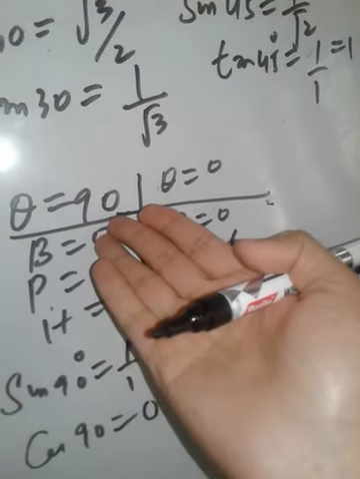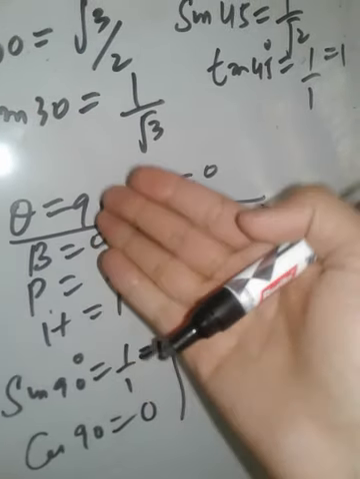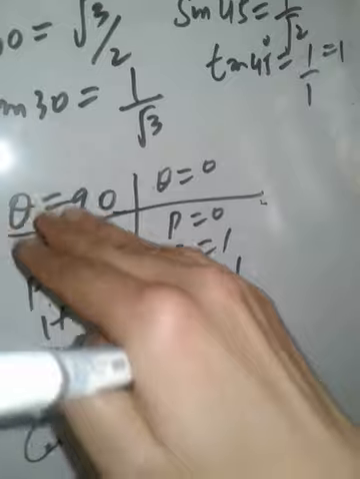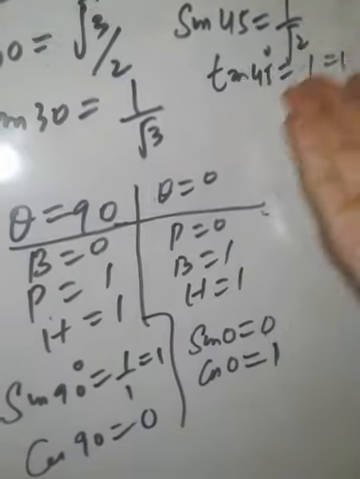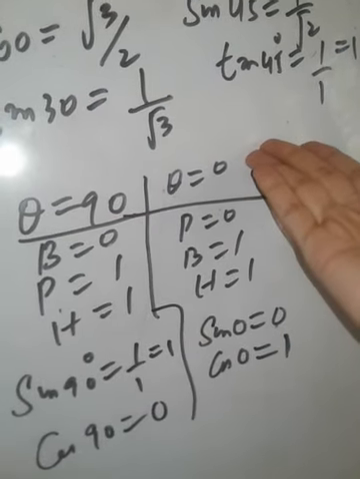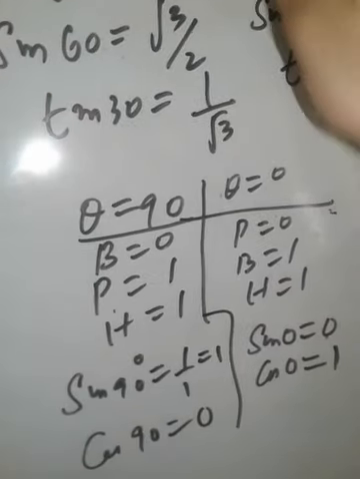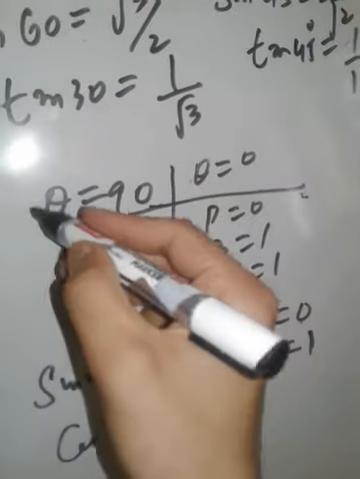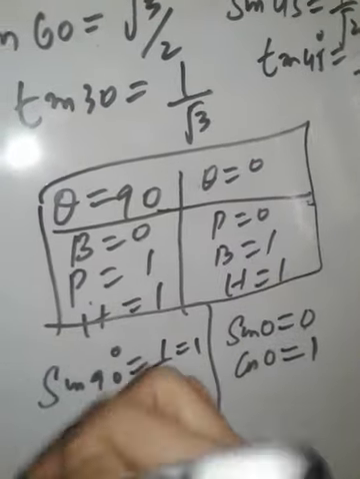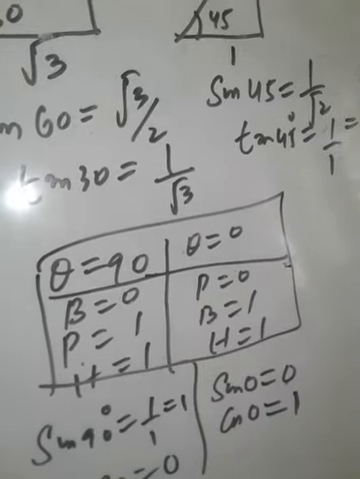So you can find the 6 ratios easily from this method, this trick, and you can easily find the 6 ratios of 0 here. So in these triangles, and with theta equal to 90 and theta equal to 0, you have to remember this. You can find the whole trigonometric table.